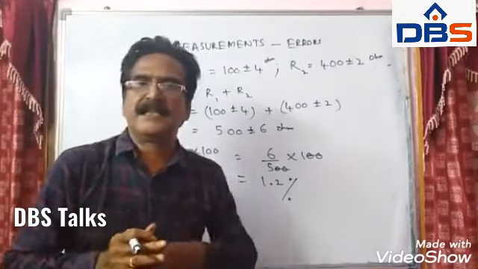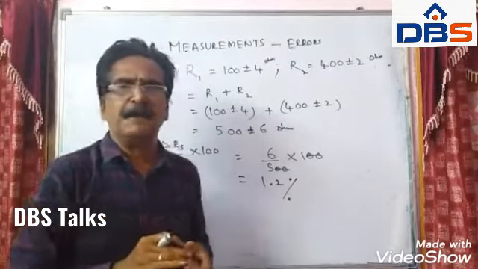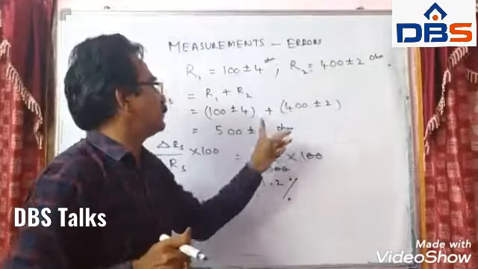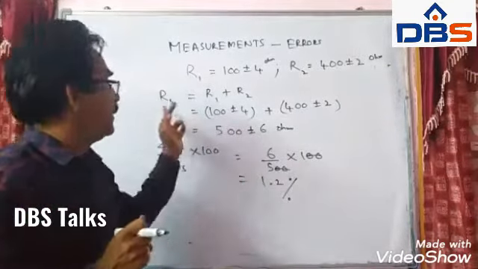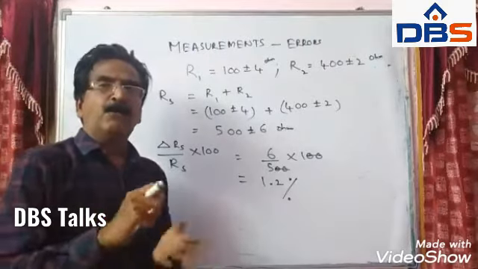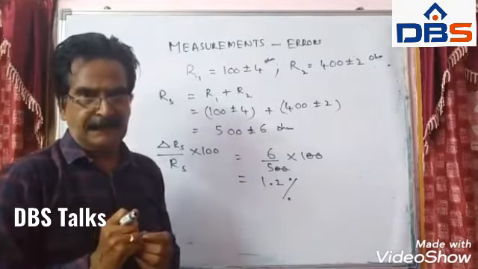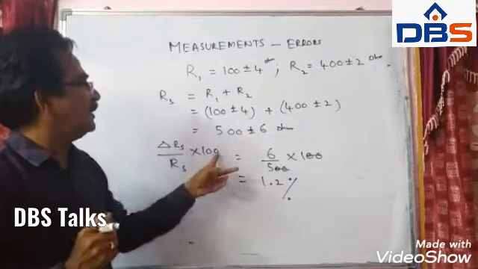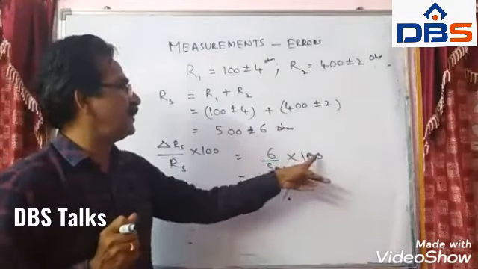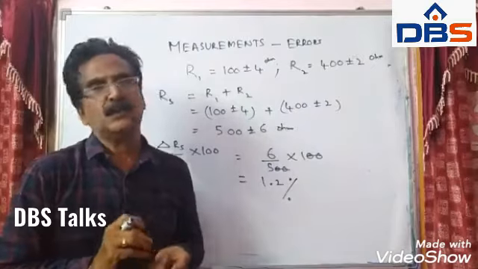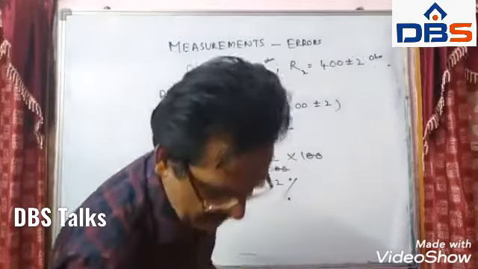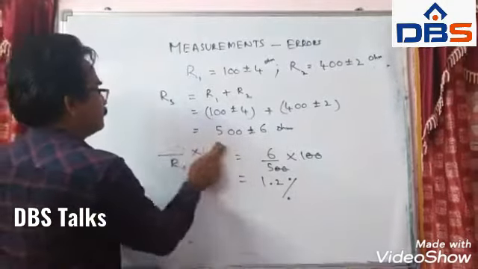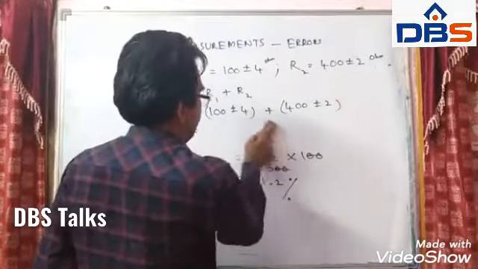When the two resistors are connected in series, that is a simple problem. That is just adding 100 plus 400, 500, 4 plus 2, 6, 500 plus or minus 6 ohms. That is RS. And now we have to find the error percent in resistance. Delta RS by RS into 100, 6 by 500 into 100, that comes to 1.2%. Now let us see when these two resistances are connected in parallel. What happens in parallel? Let us see.